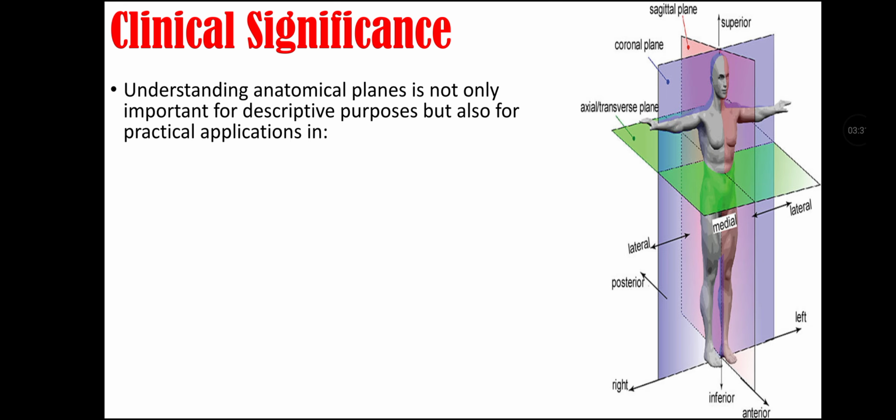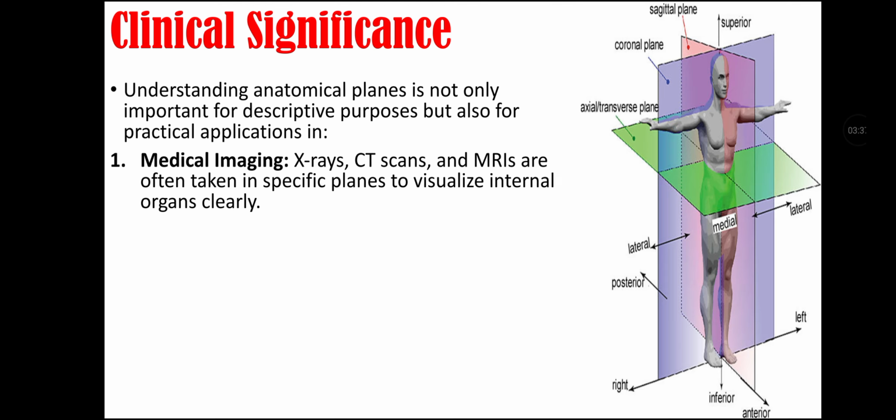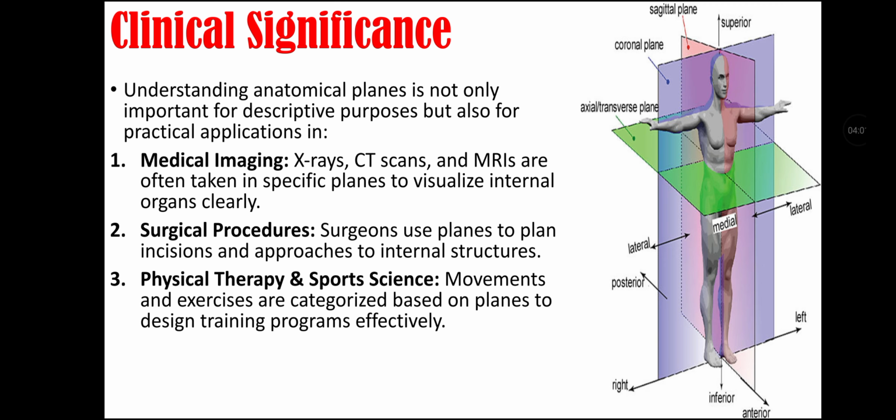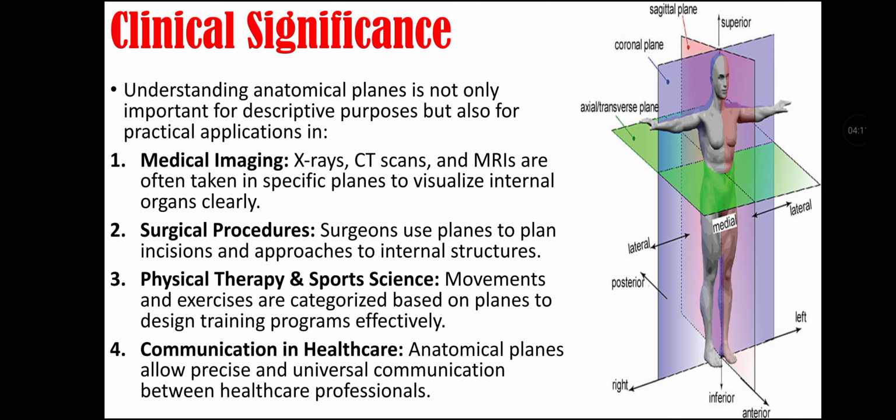Understanding anatomical planes is not only important for descriptive purposes but also for practical application in medical imaging, as X-rays, CT scans, and MRIs are often taken in specific planes to visualize internal organs clearly. It has practical application in surgical procedures, as surgeons use planes to plan incisions and approaches to internal structures. They have practical implications in physical therapy and sports sciences, as movements and exercises are categorized based on the planes to design training programs effectively. They have clinical significance in communication in healthcare, as anatomical planes allow precise and universal communication between healthcare professionals.